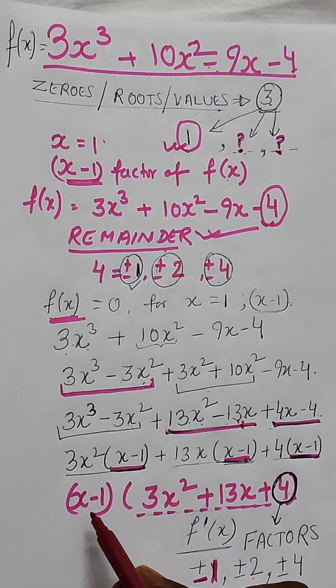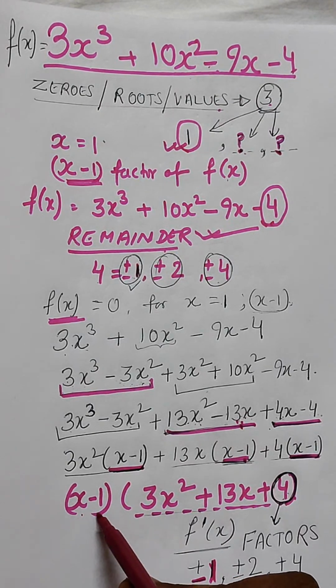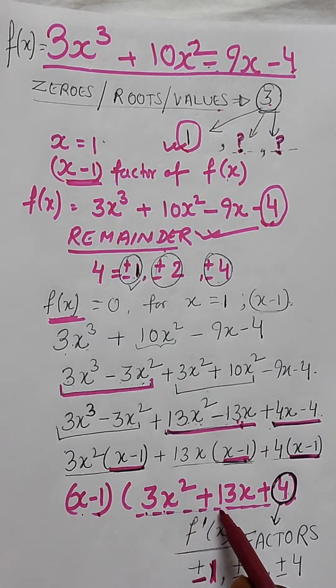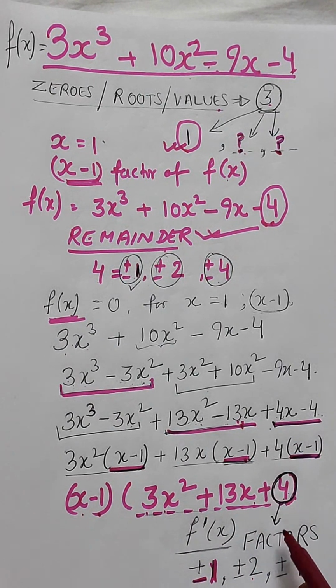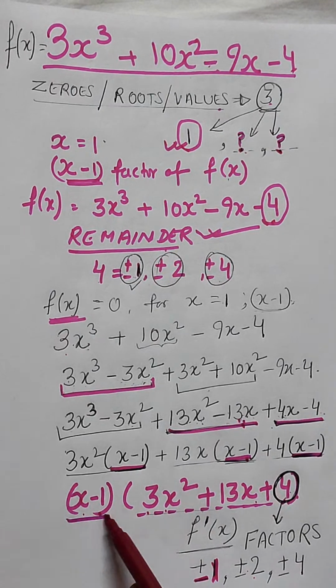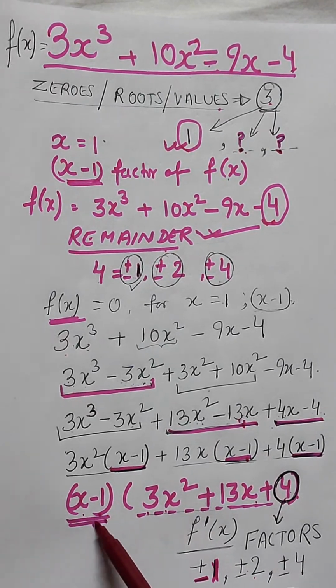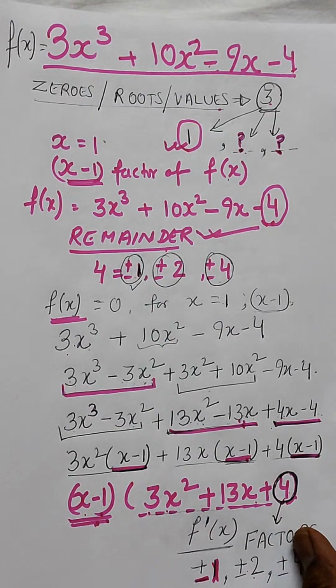So we have factorized our given polynomial f(x) as x minus 1 times 3x square plus 13x plus 4. Now again using the remainder theorem, just find the factors of the constant term. So this is plus minus 1, plus minus 2, and plus minus 4. Since x equal to 1, that is x minus 1, is already factorized and already considered, we will consider the other values: minus 1, plus minus 2, and plus minus 4, right?